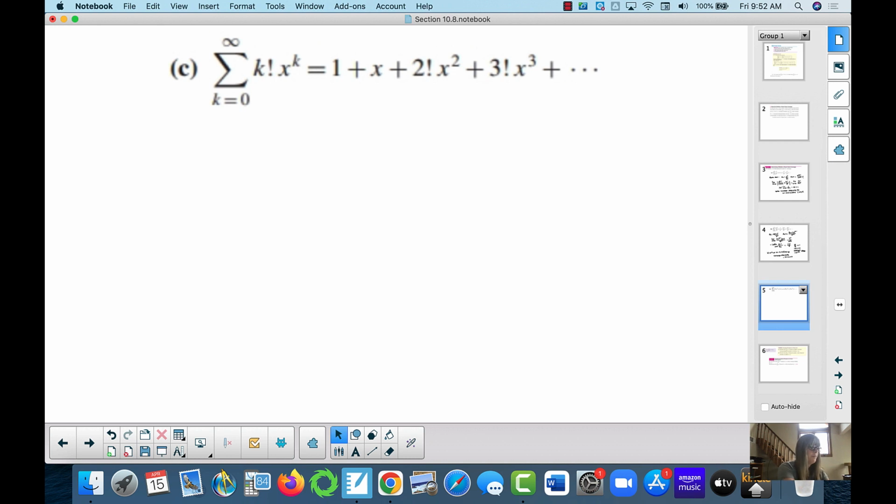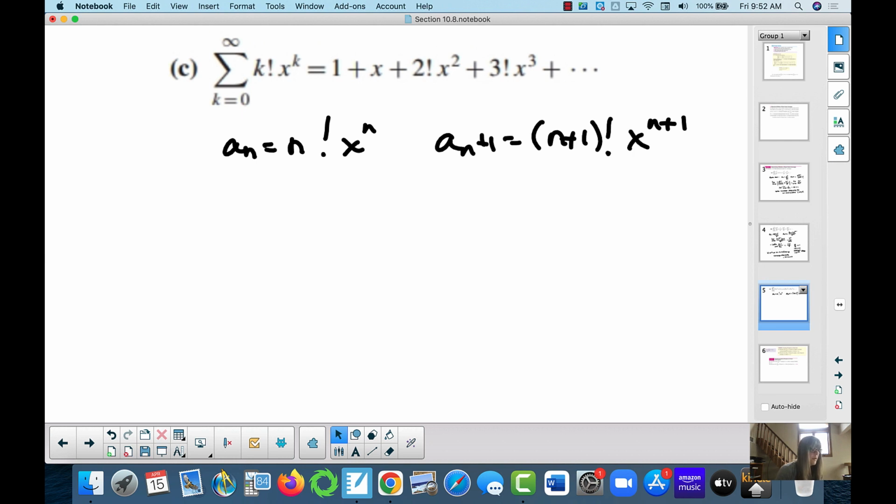For this one, I'm going to use the ratio test again. So a sub n is n factorial, x to the n, and a sub n plus 1 is n plus 1 factorial, x to the n plus 1. So when we make that ratio, again, I'm only going to put the absolute value around the x's here, because n is always going to be a positive number.